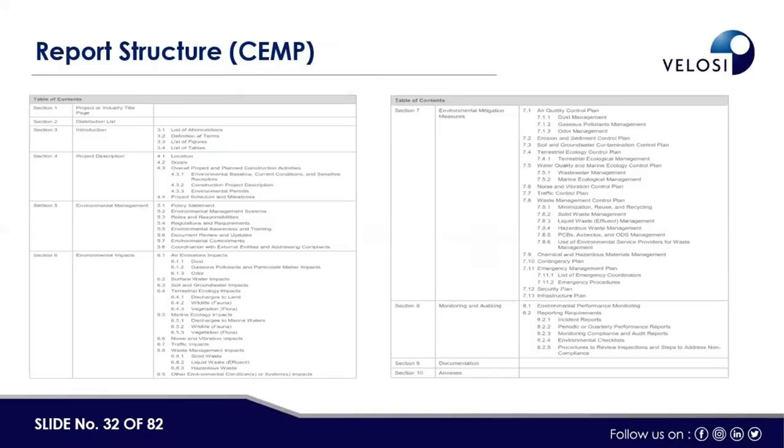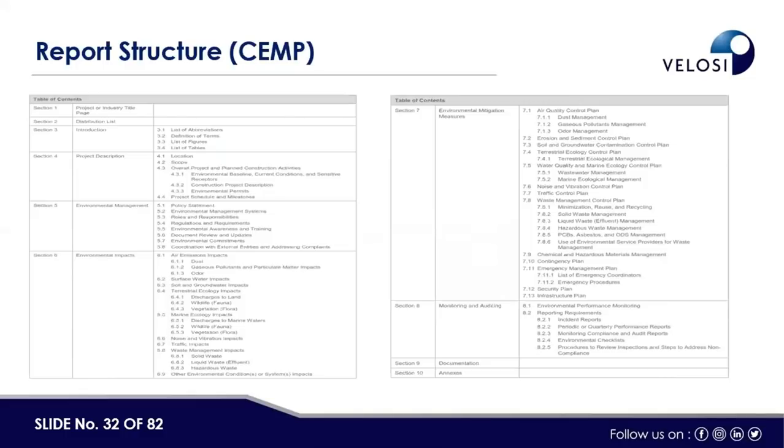And then the coordination with external entities and addressing complaints. We have to identify what procedure we should follow to address external entities and complaints. Maybe during construction and operation, you might receive a complaint, or you might receive an inspection from a regulatory authority or an external body, and then you should develop a procedure for how to coordinate with such external entities and address the complaint.